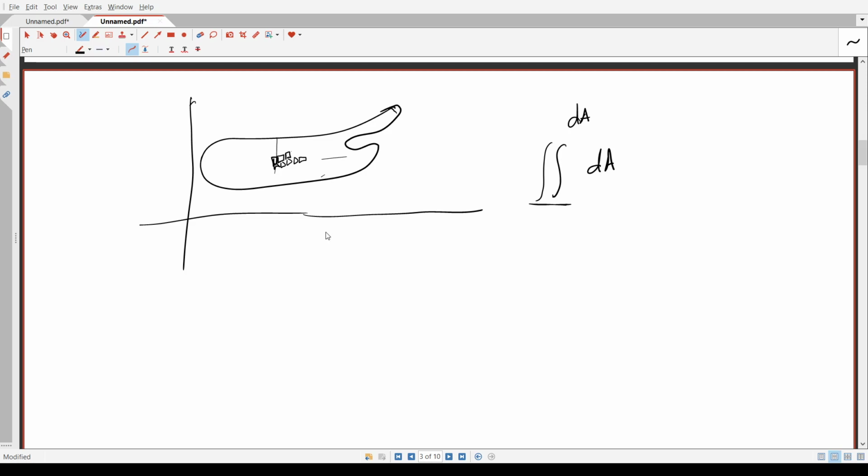Or also, if instead of just area, this little region has a small unit of mass, a mass per unit area, so a density, call it rho. Then if I integrate this over all of the area, this would give me the total mass of this whole object.